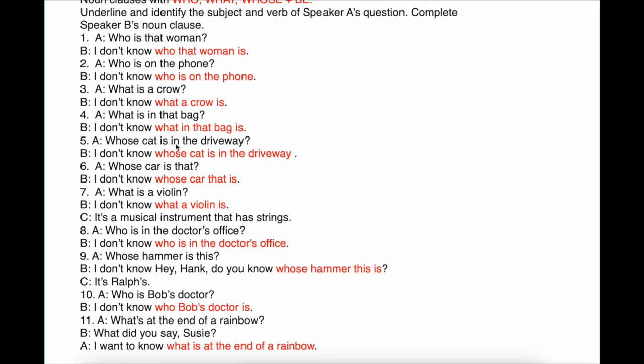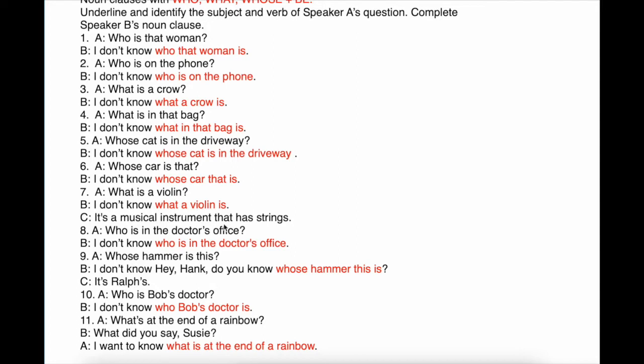Whose cat is in the driveway? Whose cat here is the subject, so I don't know whose cat is in the driveway. Whose car is that? Here that is the subject. I don't know whose car that is. What is a violin? I don't know what a violin is. Here, violin is the subject. Helping verb comes before in question and comes after in noun clause.